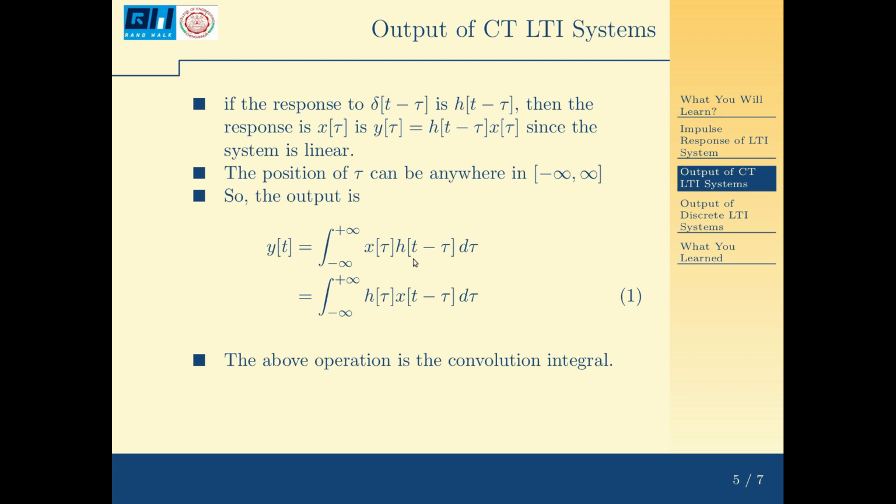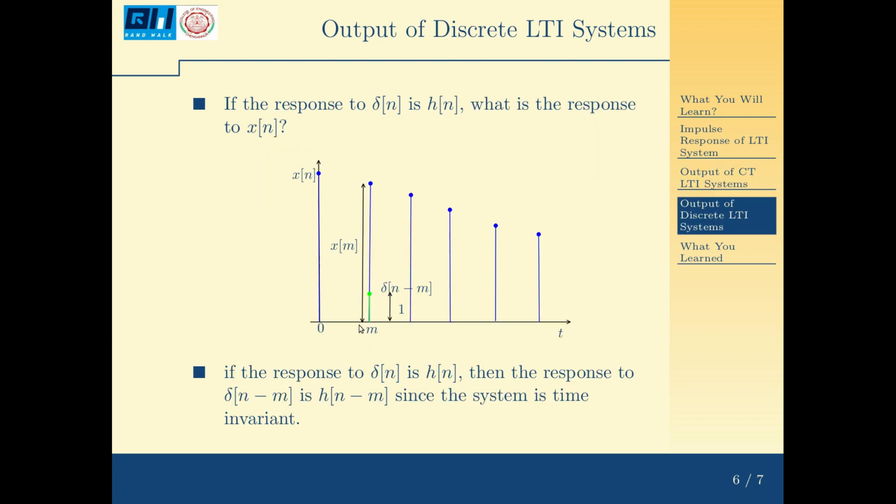Now you can see that if the input to an LTI system with impulse response h(t) is x(t), the output y(t) will be x(t) convolved with h(t). That is the same as the response of a system whose impulse response is x(t) and the input is h(t). These two equations are the same. So this is a convolution integral.